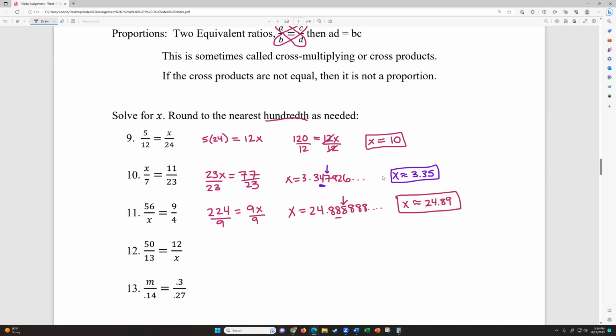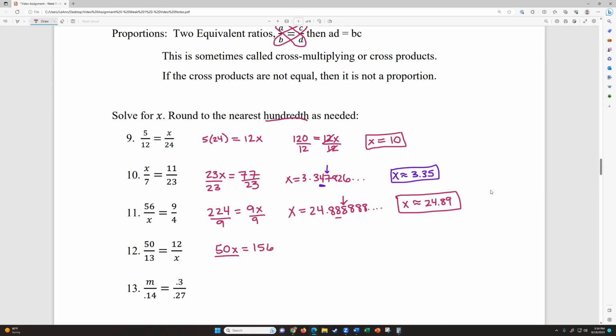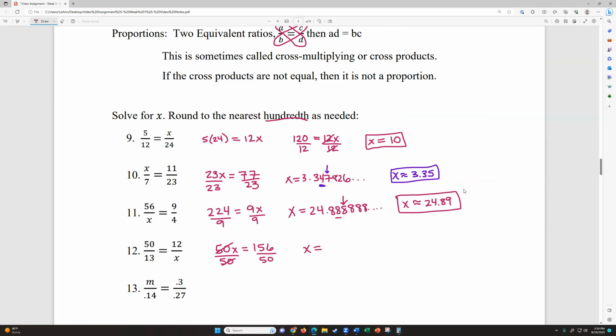Okay. Next we have number 12, which does 50x and 12 equal to 12 times 13. That's 156. Divide both sides by 50 since we want to get the x by itself. So 156 divided by 50. Now this actually terminates at 3.12, which is in the hundredths place. There is nothing behind that. We don't round something that's already terminating in the correct place value. Now, if it had been like a 3.123, we would have looked at the hundredths place and the number behind it and determined if it was rounded or not.